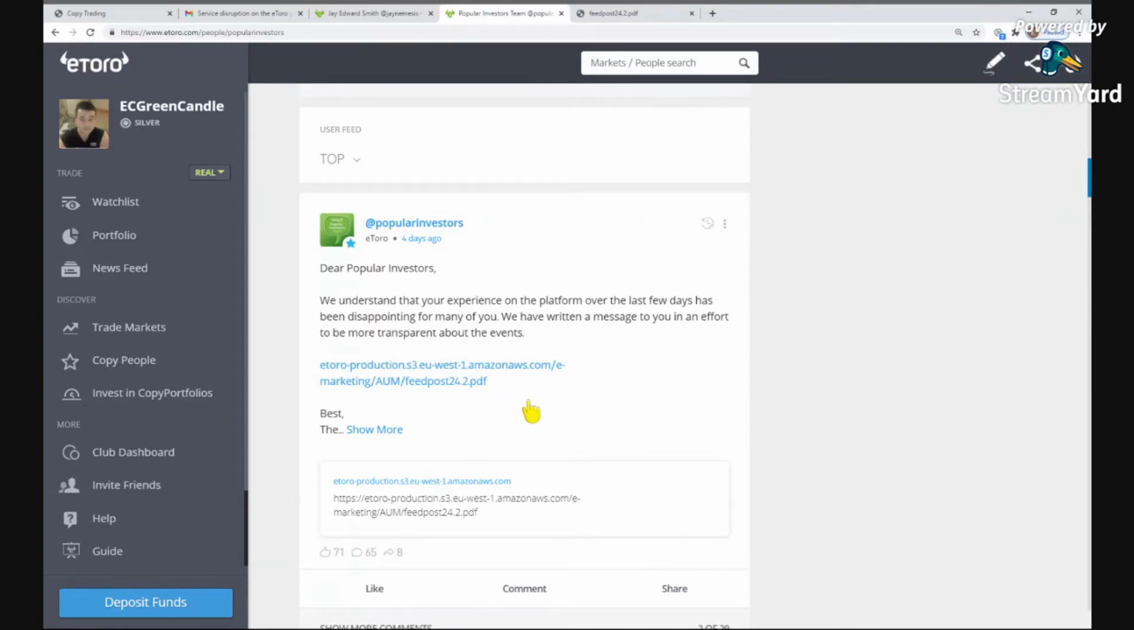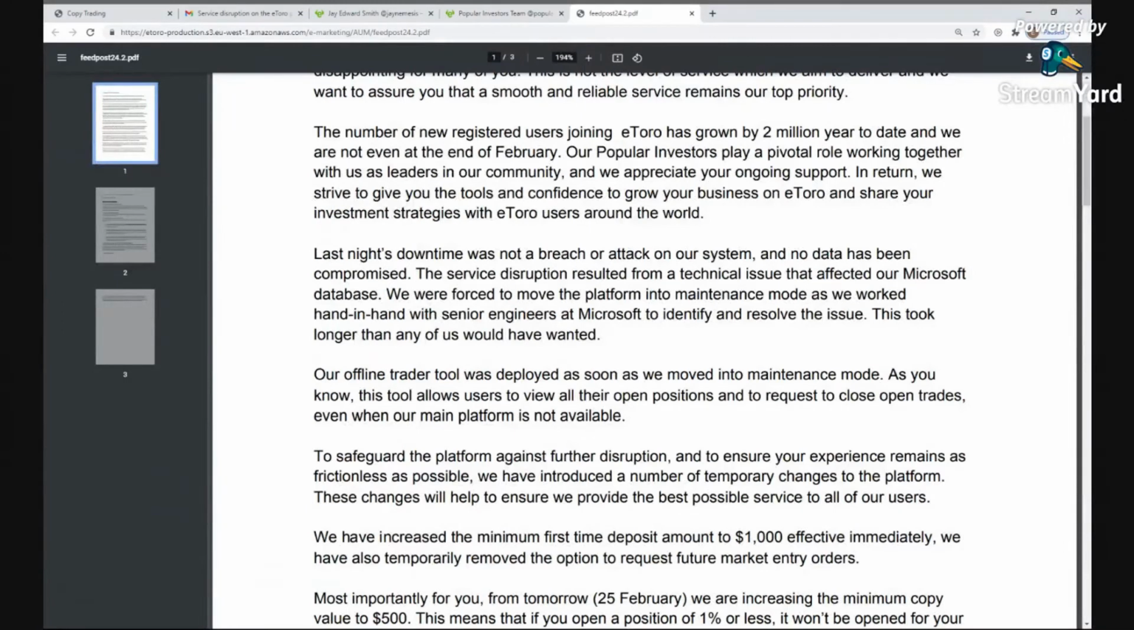eToro also sent out a PDF here. You can check it out, okay? As they're saying here, the number of new registered users to join eToro is 2 million this year to date, so massive. So they're running at full capacity of service. What they may do is add new servers, etc., or clean up old accounts that are idle, etc.